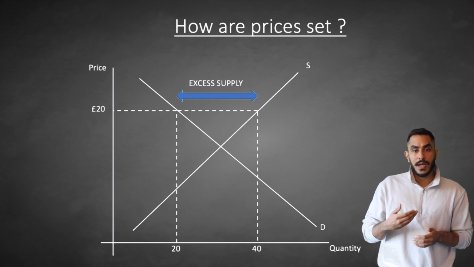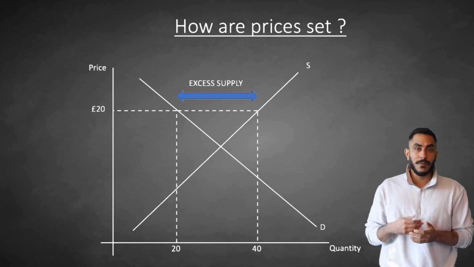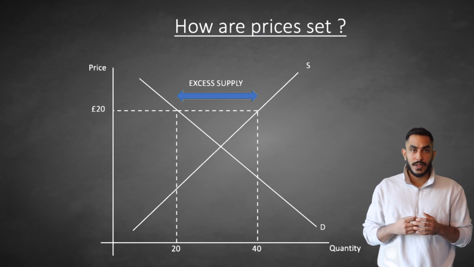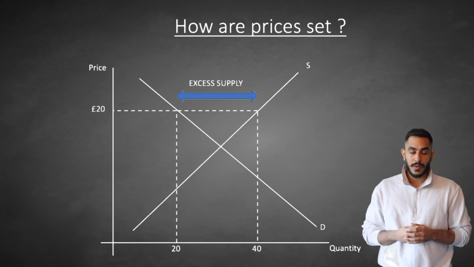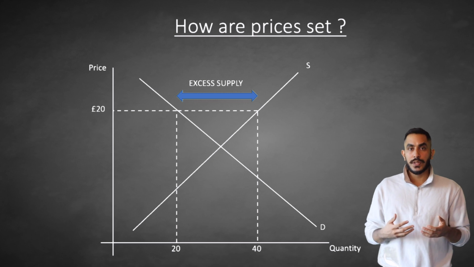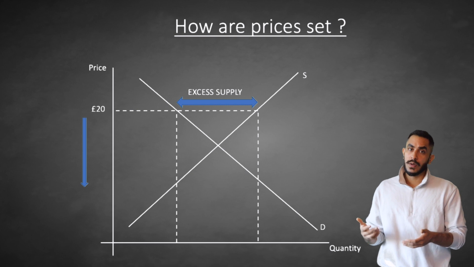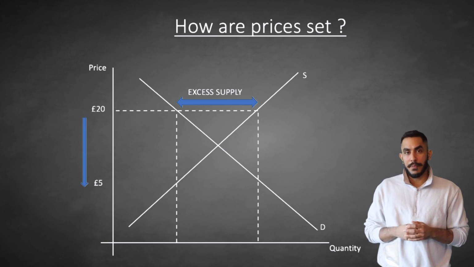We can see from the diagram that at a price of £20, we will produce or supply 40 t-shirts. However, demand will only be at 20 units. Therefore, at this price, we will overproduce by 20 t-shirts. In order to get rid of or ration off these extra 20 t-shirts, producers will need to lower their prices. Let's say that the producer lowers his price to £5.